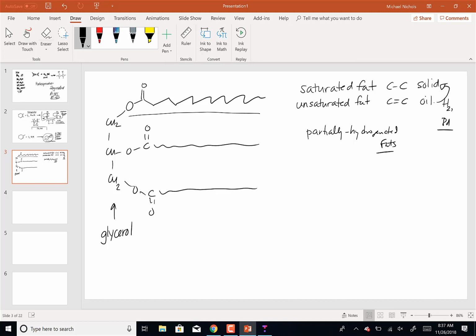So that's where we see that terminology in real life. And then you can have cis fats and trans fats. I forget which one of those are good and bad, but that's how they interconvert one into the other.